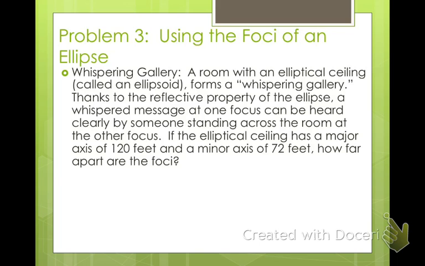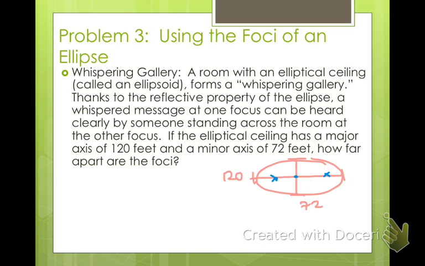But in this example, you have an ellipsoid shaped room. So we have an ellipse. You're whispering back and forth to one another. You can hear messages. If the elliptical ceiling has a major axis of 120 feet, so that means from one side to the other is 120 feet, and a minor axis of 72 feet, one side to the other is 72 feet, how far apart are the foci? What we're trying to find is, what are these 2 points in here and their distances? How far apart are these people away from each other while they're whispering? In order to find that, we need to use this information.